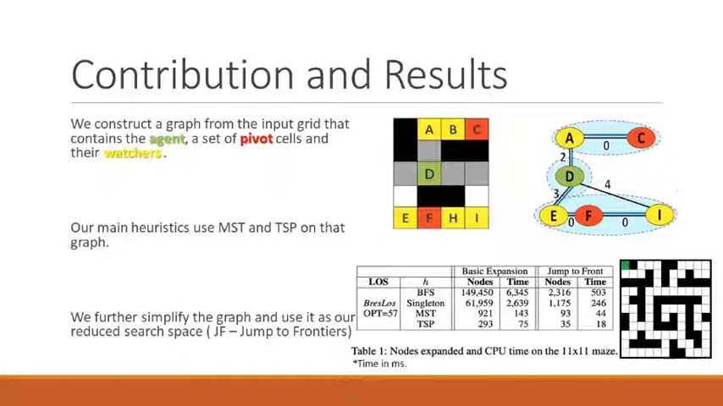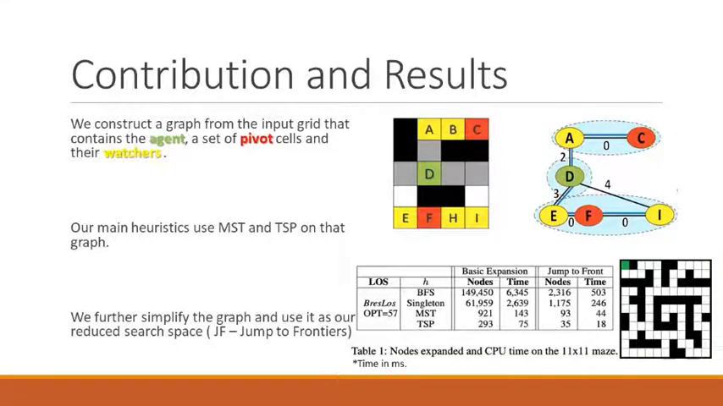We developed a second method, which changes the operators. Instead of using four-way movement, we say that the agent can move only to the frontiers which are connected to it in the graph. For example, I, E, and A. When generating a new node with this operator, the agent's location is updated to be the watcher's location, and we add to the SeenList all the cells that can be seen when traveling that path. We call this Jump to Frontiers, or JF.